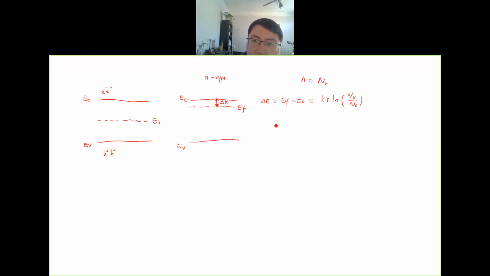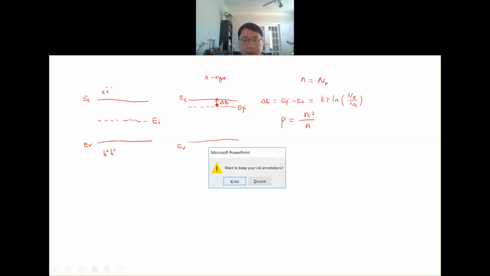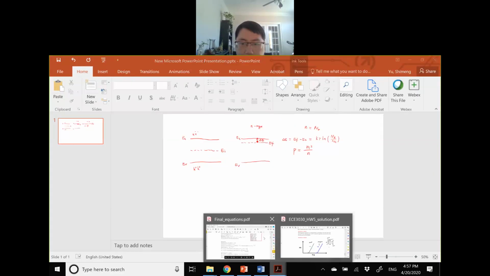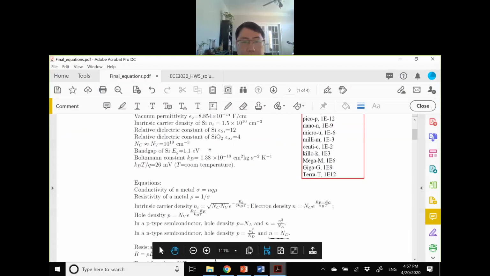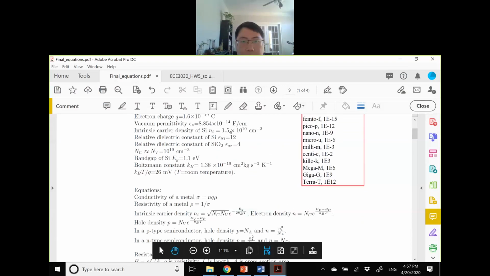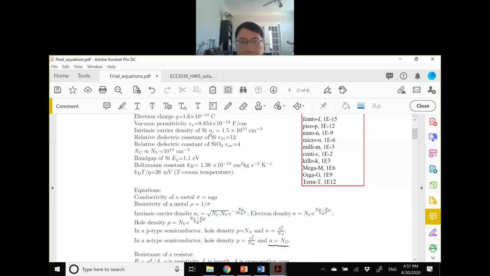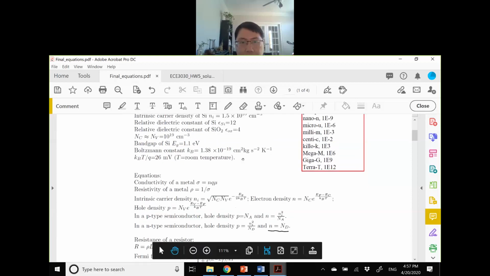And in this semiconductor, what is the hole density? You can always use this NP product, because no matter what kind of doping, N times P always equals Ni squared. Ni is the intrinsic carrier density. So you can always do that. And then what is intrinsic carrier density? In the silicon, it's 1.5 times 10 to the power 10 per cubic centimeter at room temperature. So this is intrinsic carrier density. And you can always use that: N times P equals this Ni squared.